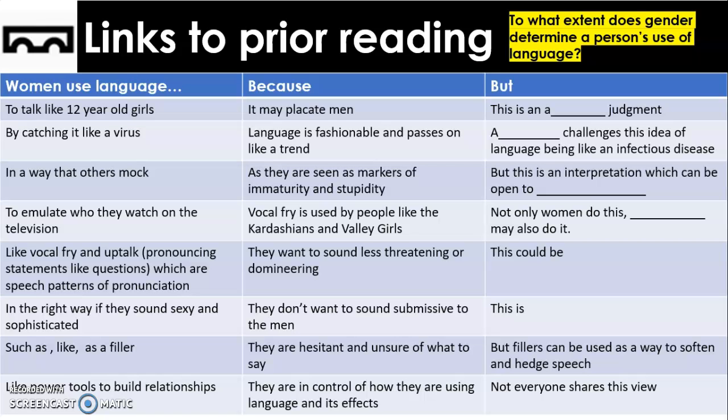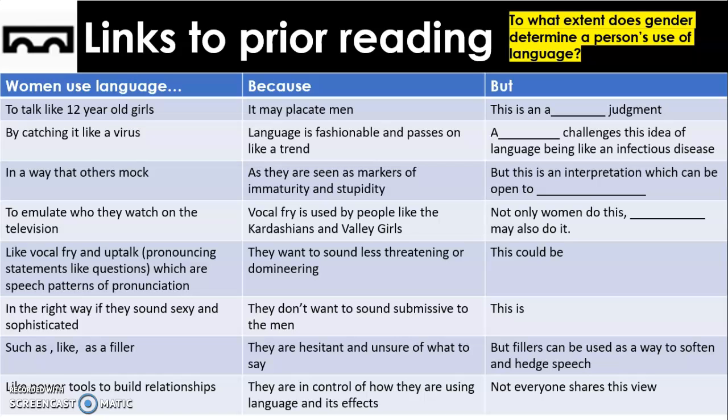Okay, women use language to talk like 12-year-old girls because it may placate men. But this is an arbitrary and aesthetic judgment, where people's speech is being judged at the superficial level, aesthetically, on whether they like it. This is an arbitrary judgment because you're not valuing what is being said, but how. So a really good choice of words, though, but this is an arbitrary and aesthetic judgment.